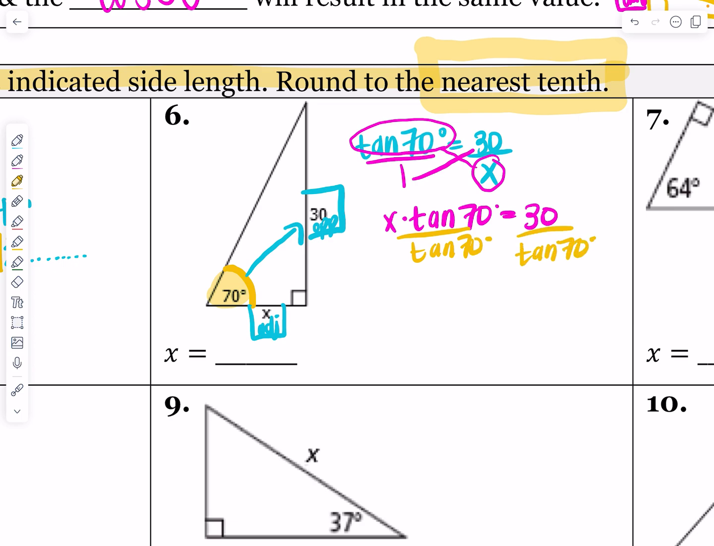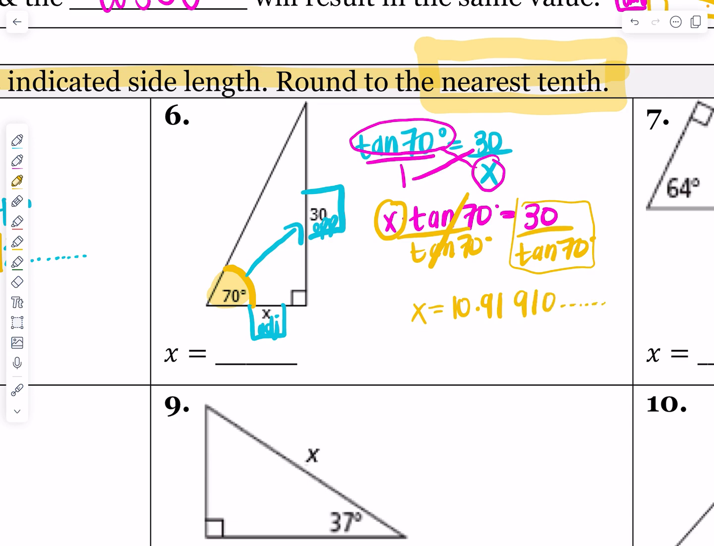So when you divide by the tangent of 70 on both sides, the tangent of 70 cancels out on the left-hand side, and x is going to be by itself. So you're just going to type this into your calculator. Let's see what we get. 30 divided by the tangent of 70. 30 divided by tan 70. Okay, I'm going to write exactly what we get. 10.91910 dot, dot, dot.